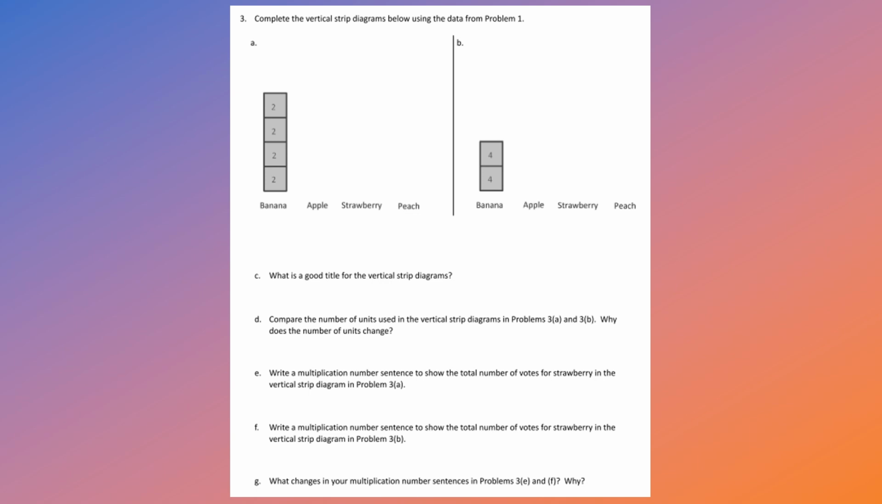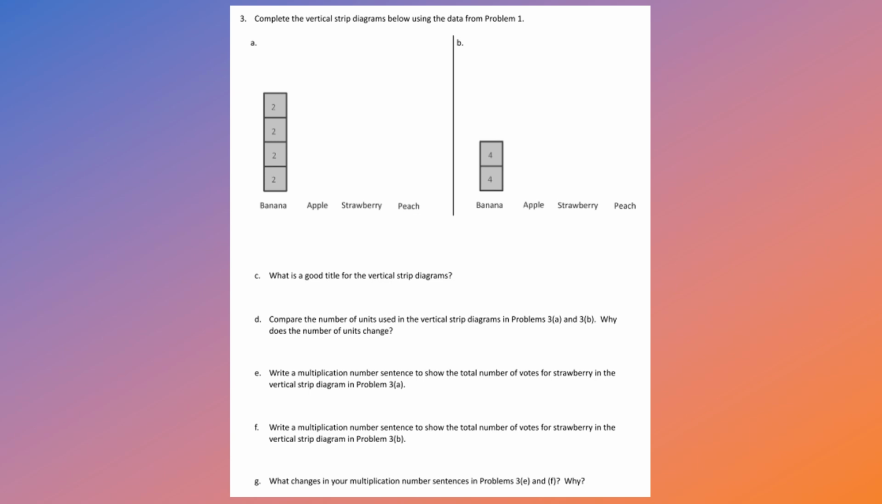Look at number 3. Number 3 says complete the vertical strip diagrams below using the data, which means information, from problem 1. So we're using all of the same numbers from problem 1. The only difference is that we are creating our number lines vertically, or our strip diagrams vertically, instead of horizontally.